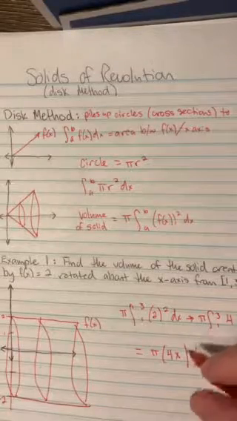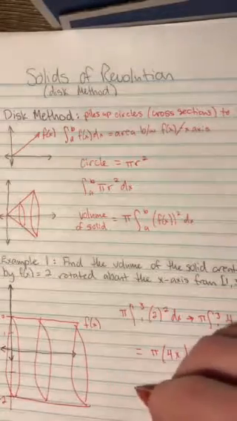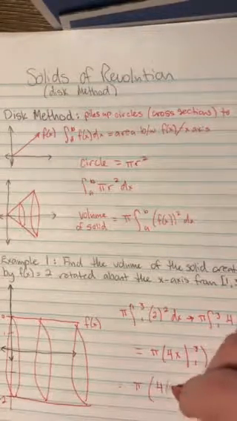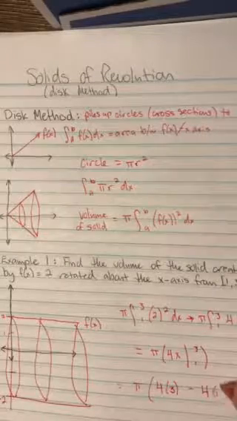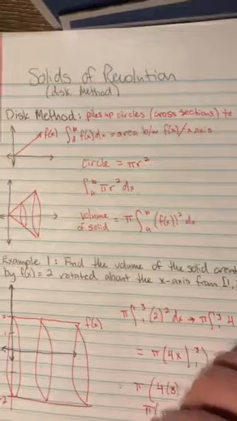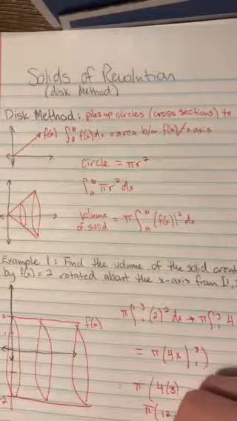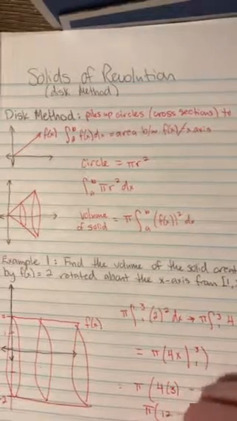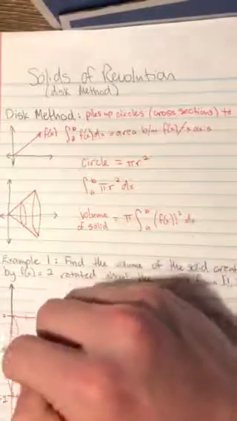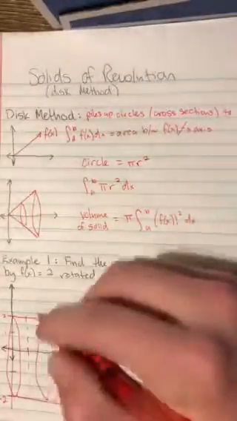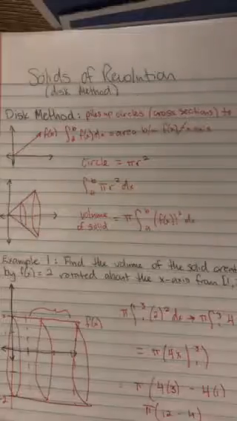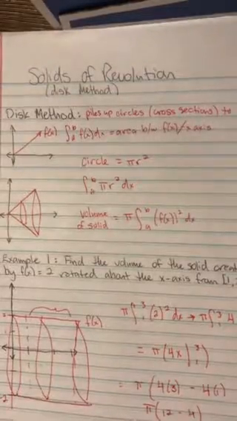Then you just plug those values in for x, so it's pi times 4 times 3 minus 4 times 1. So you get 12 minus 4, times pi. Your answer for this one would be 8 pi. That's for the interval from 1 to 3, so from here to there, roughly. That would be the volume for that revolution.